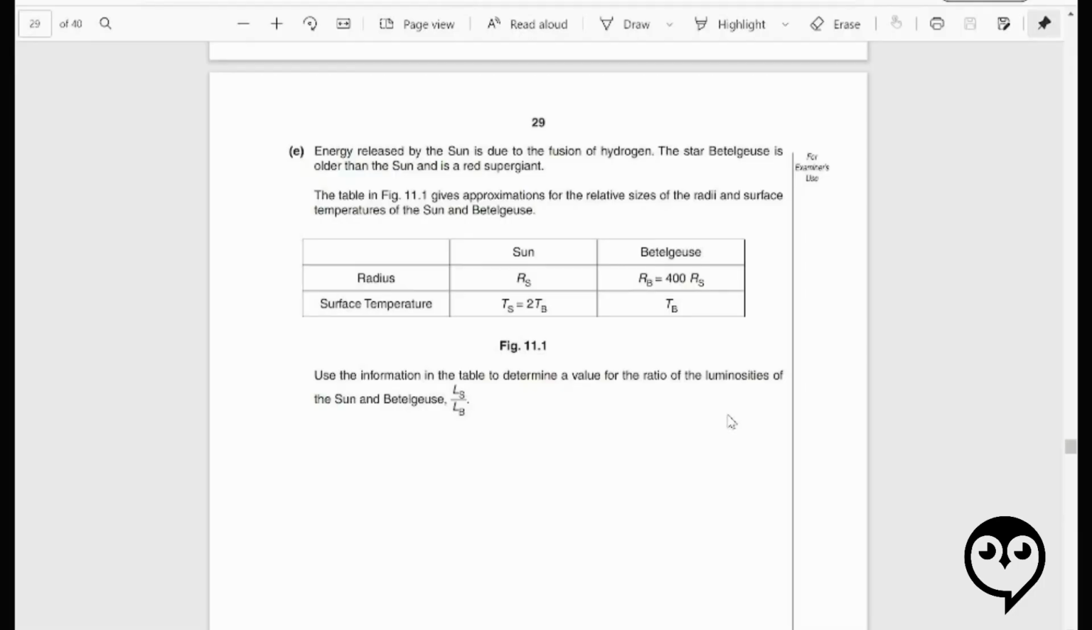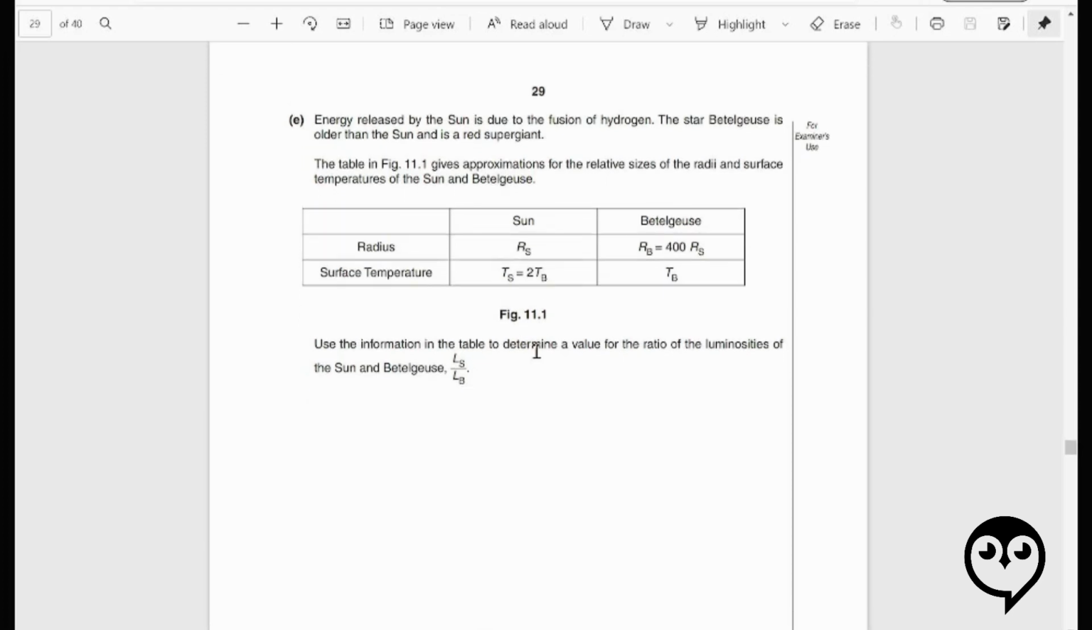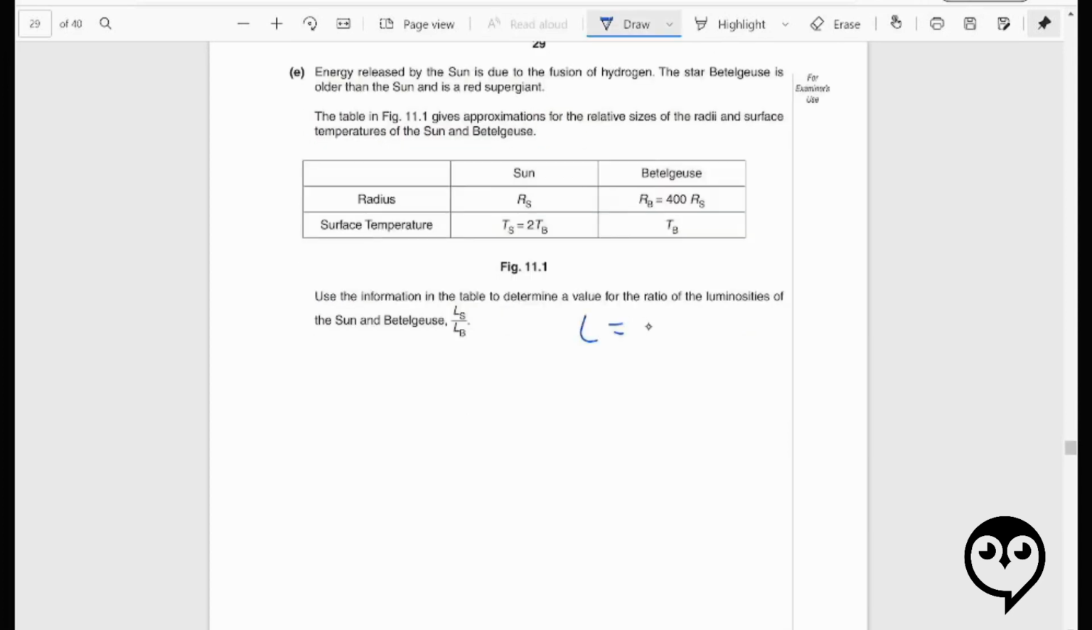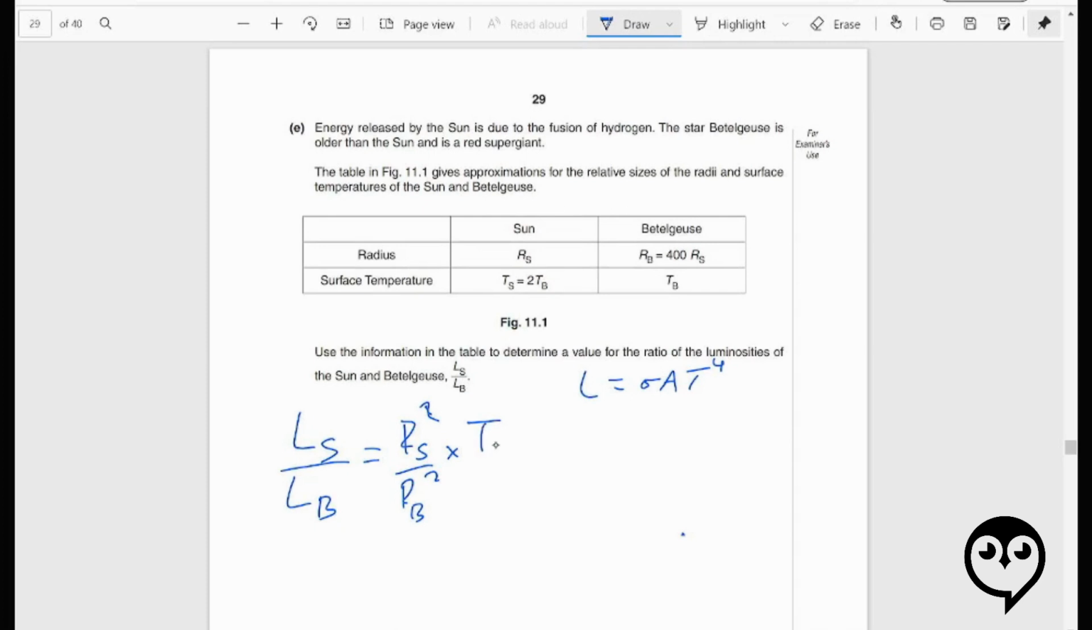Okay, and let's see. So they give us the radii, and they give us the temperature, just as each other. From the information, determine the ratio of the luminosities. So we know luminosity is given by Stefan's law. If we set this up, LS over LB, the constant's going to cancel out. We know the area is 4 pi r squared, so the 4 pi's are going to cancel out. We're going to be left with rs squared over rb squared times ts to the power of 4 over tb to the power of 4.